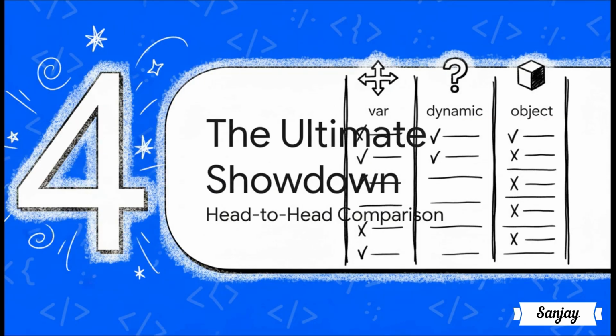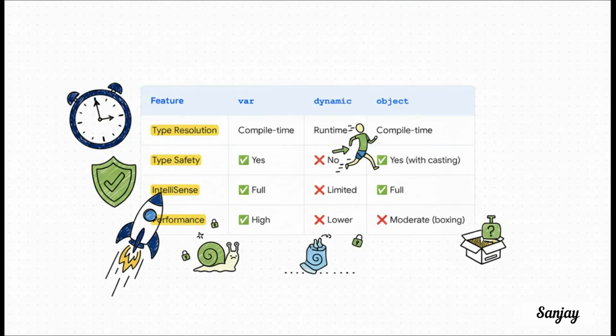Okay, it's time for the main event. Let's put these three tools side by side in a head-to-head showdown and see how they stack up on the features that matter most. This table really tells the whole story. And if you look closely, it all comes down to that very first row: type resolution. var and object are figured out at compile time. Dynamic is figured out at runtime.